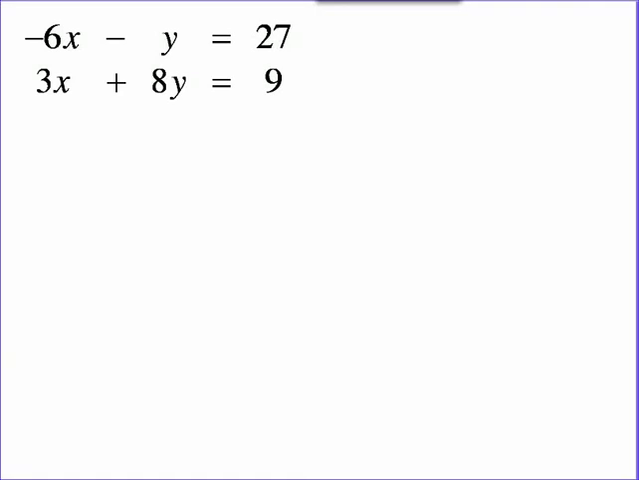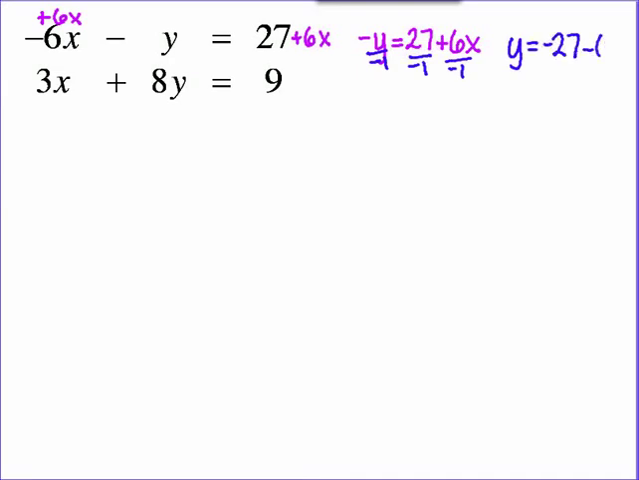Now, the first thing I'm going to do is add 6x to both sides. So I end up getting -y equals 27 plus 6x. But I don't want to solve for -y. I want to solve for positive y. Yeah, divide by a -1. Or what I could do is just switch both sides. So I end up getting y equals -27 minus 6x.